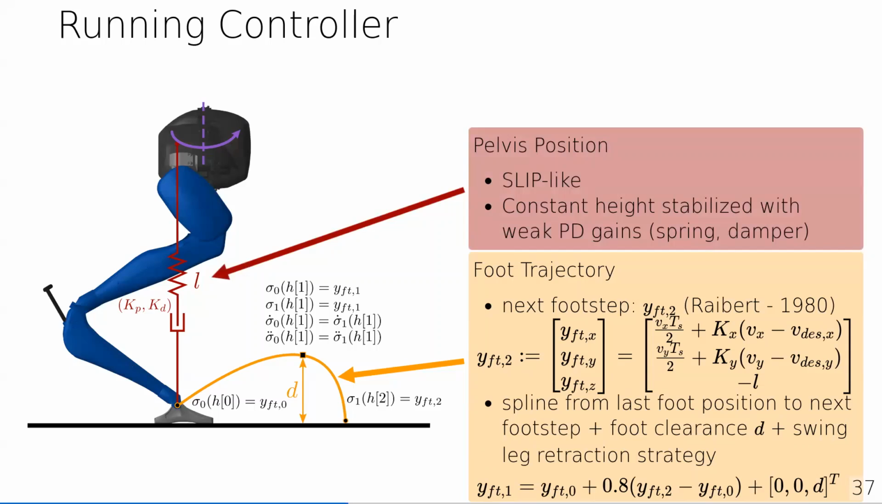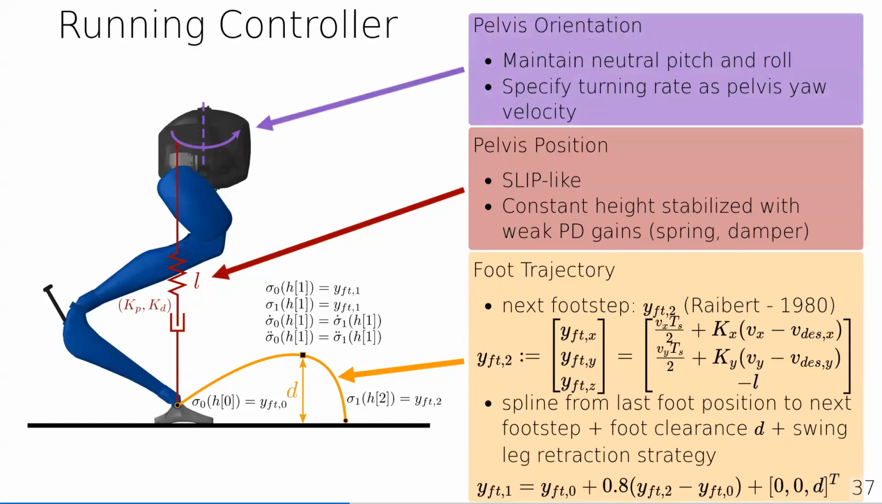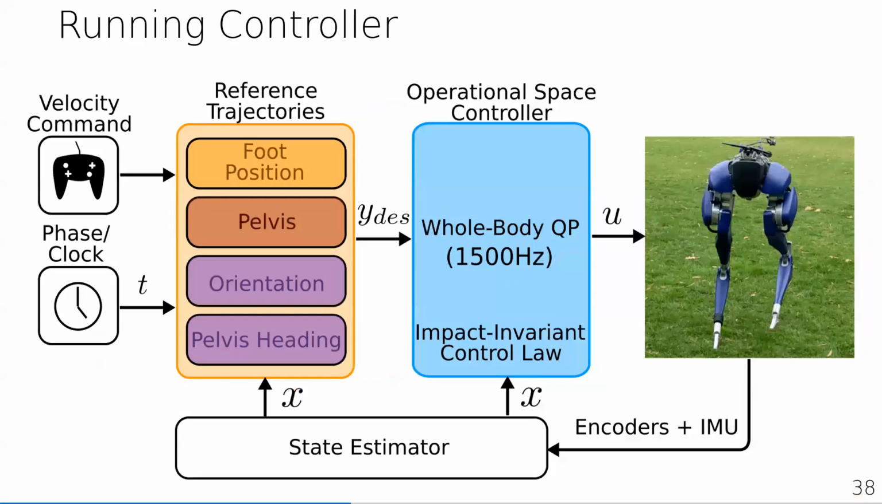For the pelvis position, we use the SLIP-like tracking objective. What we do is we use a constant height for the difference between the feet and the pelvis. And we try to use the OSC, the operational space control PD gains, to make it behave like a spring-like system. And finally, for pelvis orientation, we want to maintain a neutral pitch and roll for the pelvis. And to specify turning, all we have to do is command a pelvis yaw velocity. So this defines all of our reference trajectories.